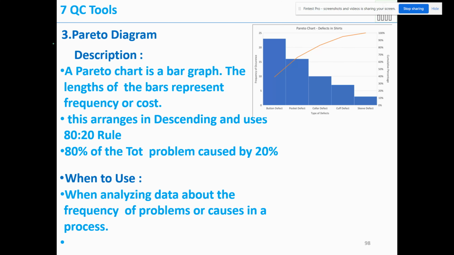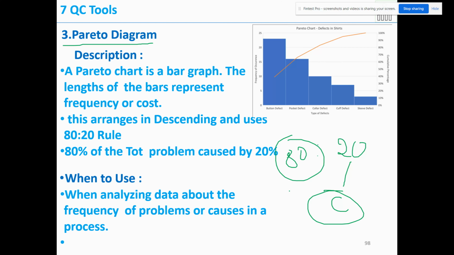Then the Pareto diagram. When we use the Pareto diagram, it works on the 80-20 rule. What is the 80-20 rule? Because of 20% of the causes, 80% of the effect will happen. This is the concept of the Pareto rule. So when to use it? When analyzing the data about the frequency of a problem or causes in a process. For example, when there is a defect, and because of the defect, how much percentage of money is wasted, in that case we can use Pareto.